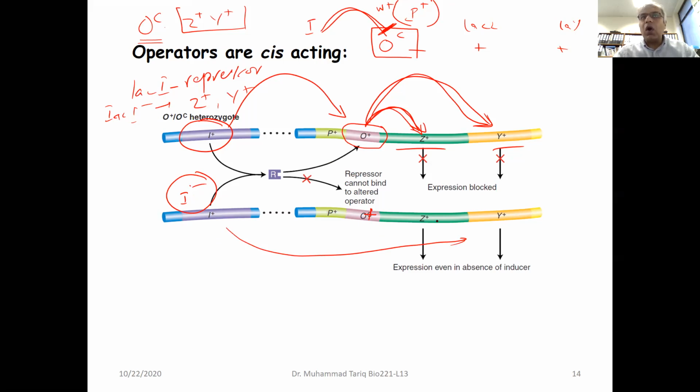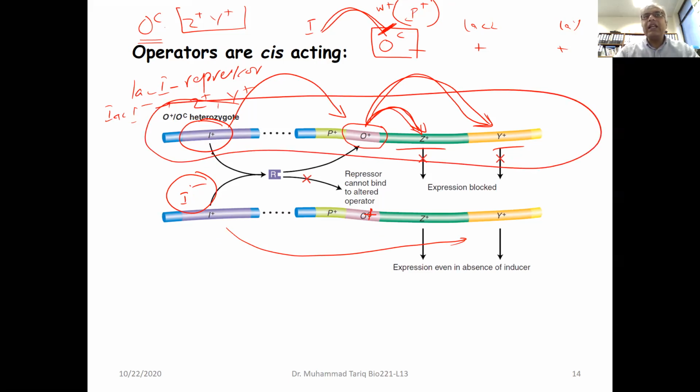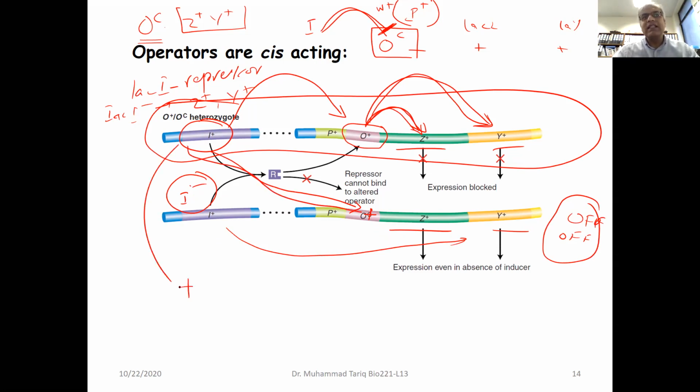It will not be on because this repressor being produced from this chromosome can go and act on this operator, keep them under control as off state, and they will be switched on only in the presence of inducer. So we call this trans-acting factor. This is no more cis. This is trans-acting. Operator is a cis-acting molecule. Clear?